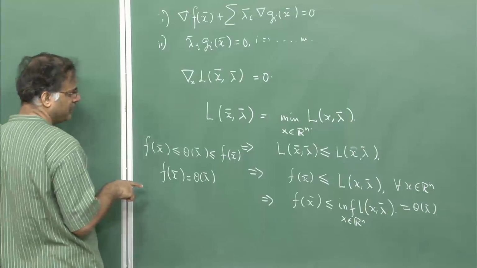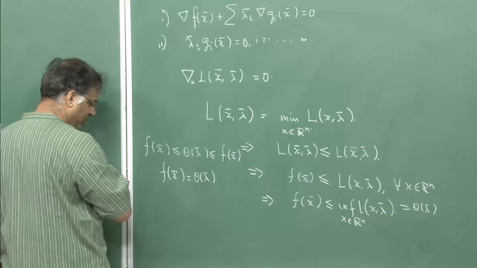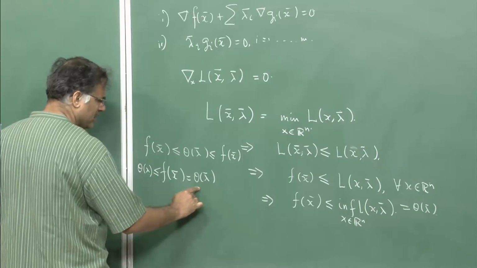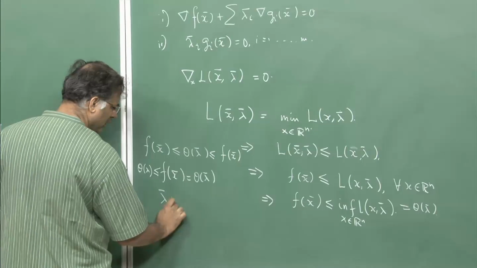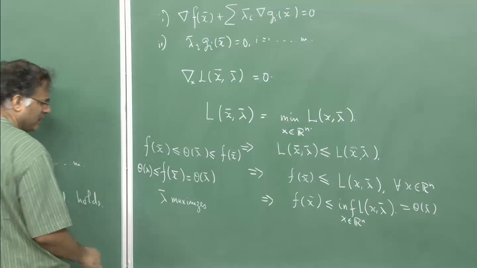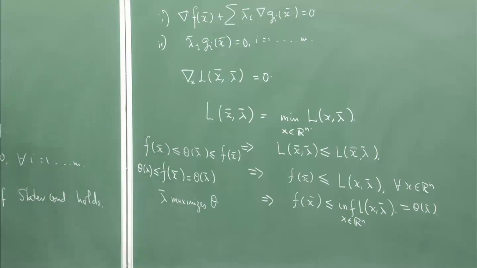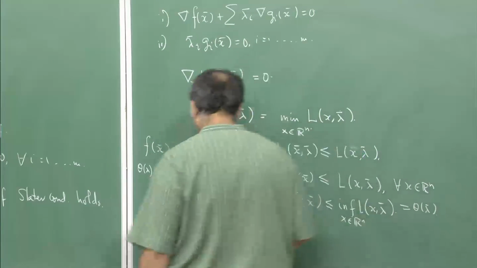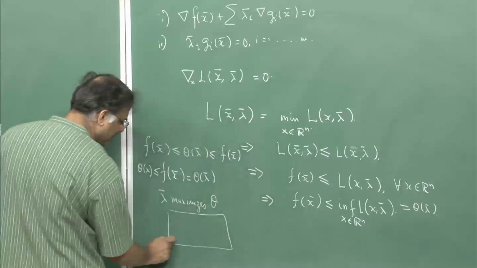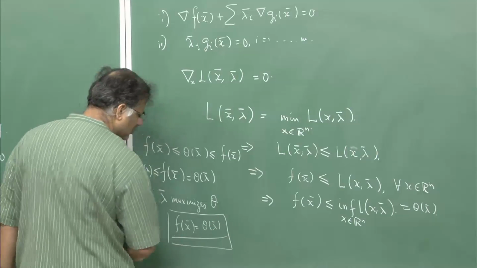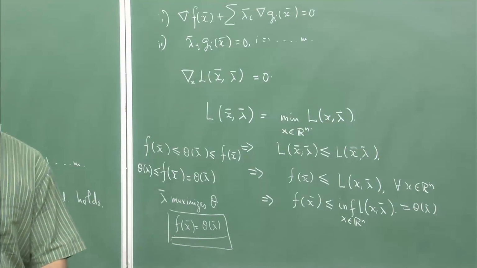Now, you take any other lambda which is feasible to the dual, that is lambda bigger than or equal to 0, then by weak duality again you will have this, which means lambda bar maximizes theta. Lambda bar maximizes theta. Okay. So, lambda bar maximizes theta, and at the same time we also have f x bar is theta lambda bar.